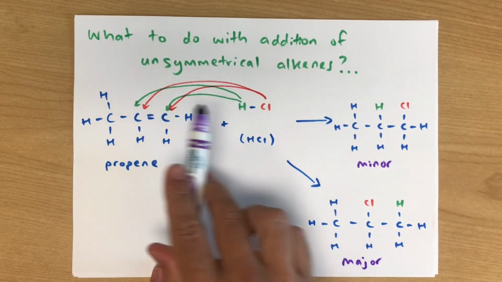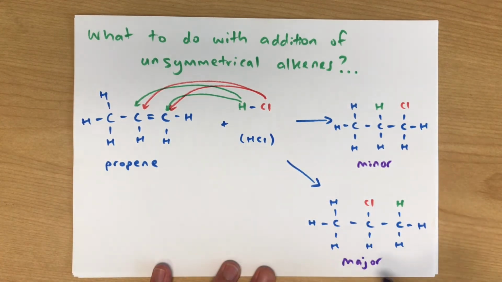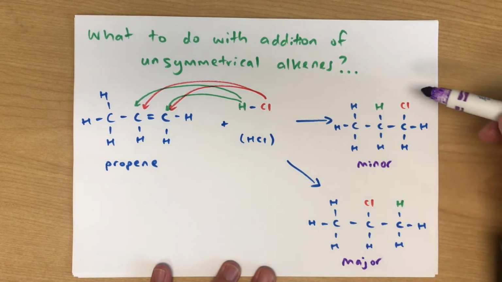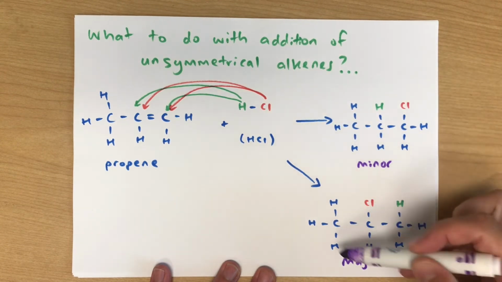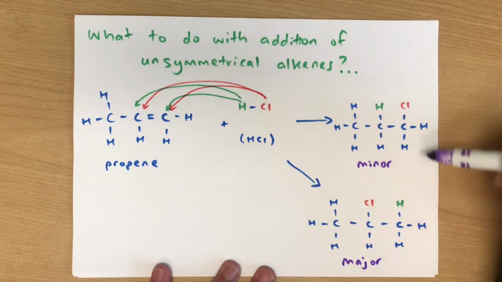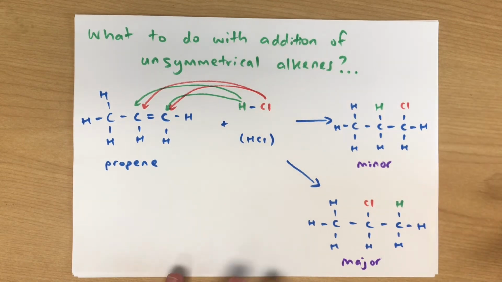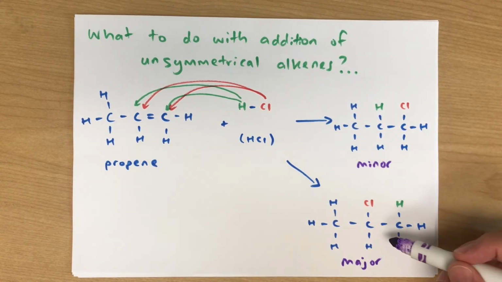So if I carried out this reaction, I would get a majority of this compound and a minority of this compound. It might be as much as 99% this one and 1% this one, or it could be 60-40 or any sort of other variation. But this will be the majority compound.